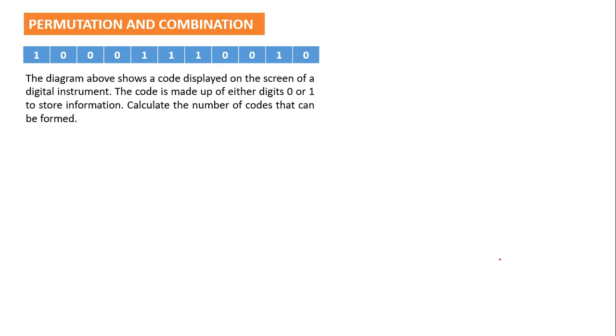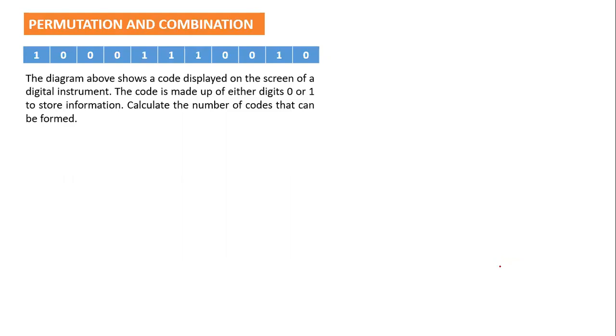The diagram above shows a code display on the screen of a digital instrument. The code is made up of either digit 0 or 1 to store information. Calculate the number of codes that can be formed.